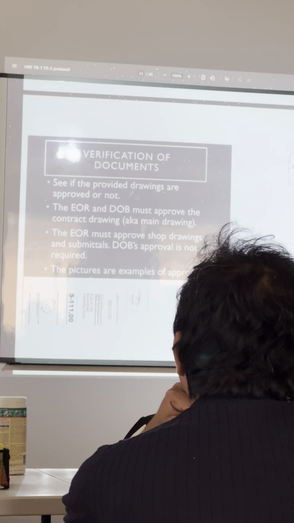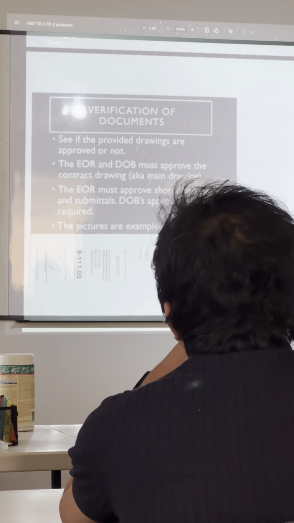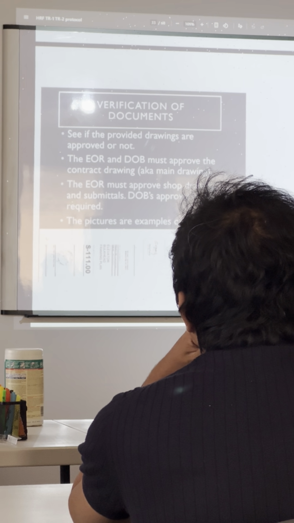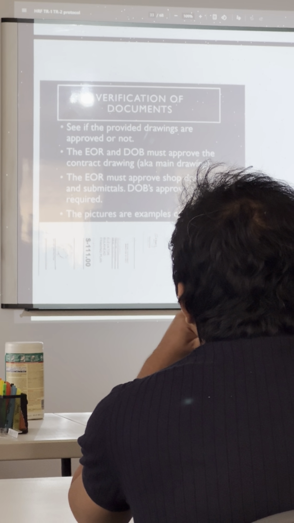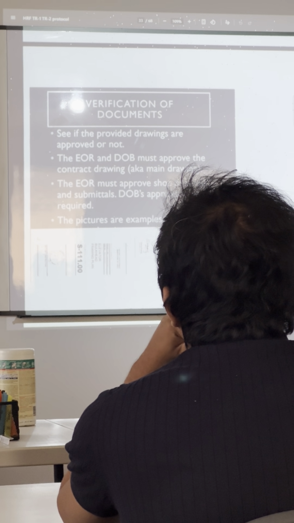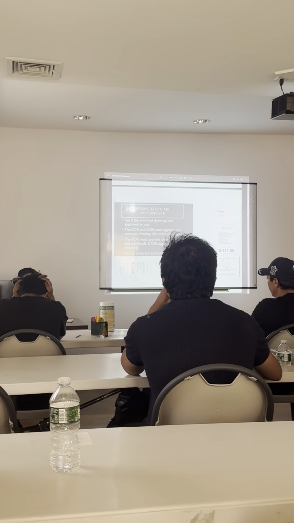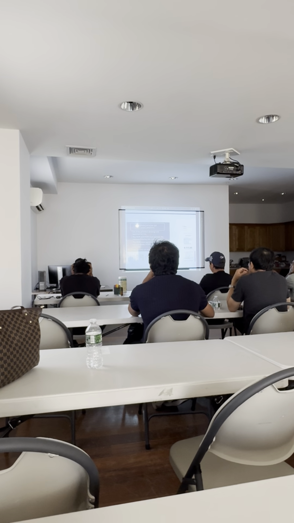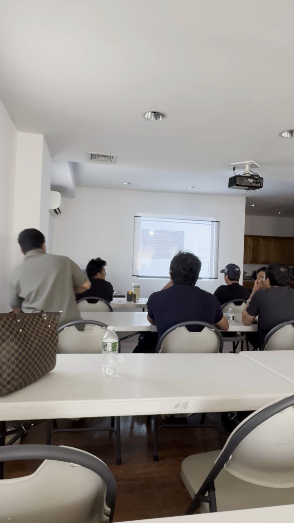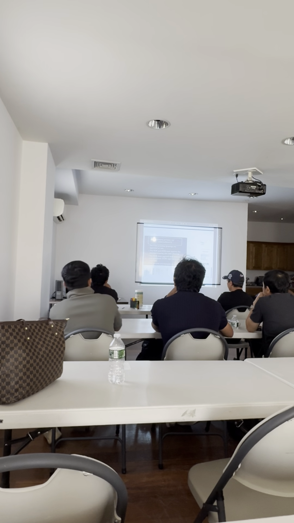The two entities are the main... Who are the two entities that need to approve the contract drawing? Who are these two entities? The engineer of the Main. Who are the two entities that need to approve the contract drawing? You are, and this is the DOB. Right.